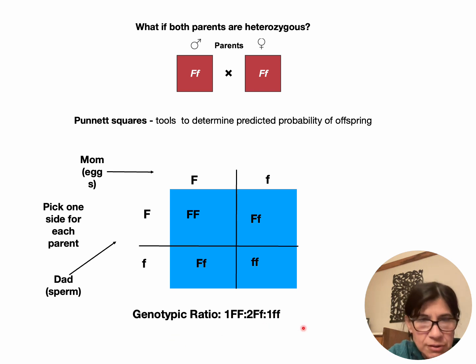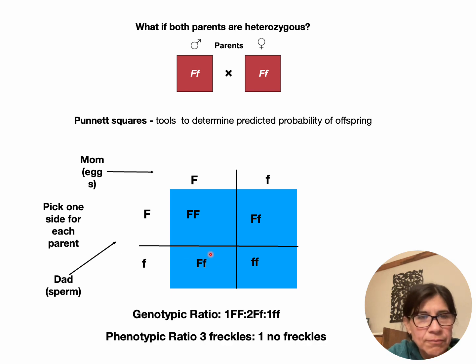How about our phenotypic ratio? Remember, phenotype is how they look physically. How many would have freckles? Well, this offspring would have freckles, this offspring would have freckles, and this offspring would have freckles. So 3 with freckles, and then this one here would have no freckles. So it'd be 3 to 1. 3 freckles to 1. If you like percentages better, you could think of this as a 75% chance the child would have freckles, 25% that they would not, because each of these boxes is a quarter, 25%.